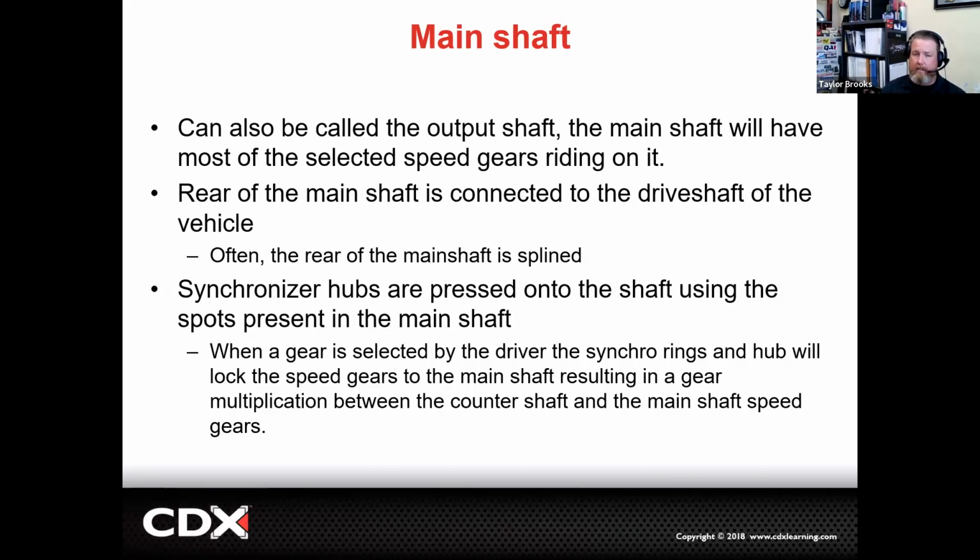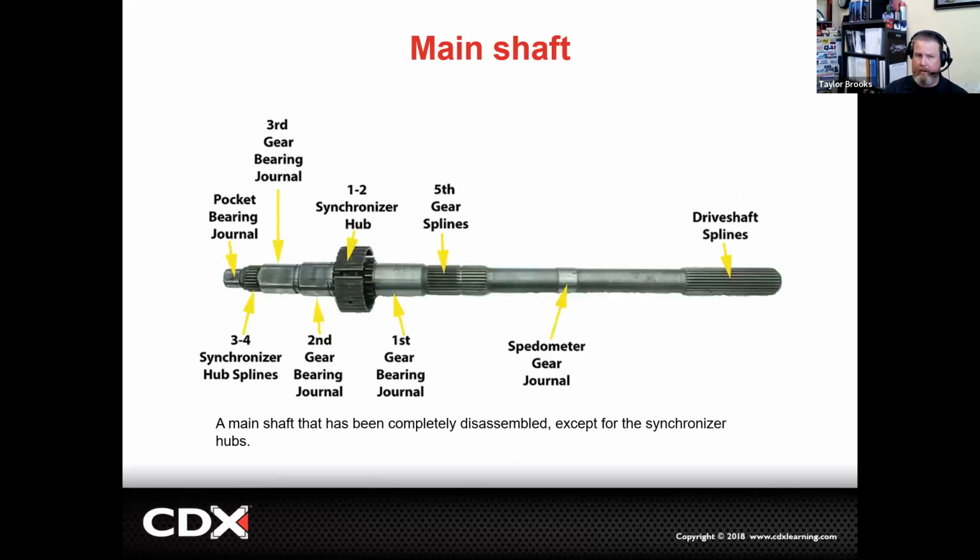The synchronizer hub itself will be pressed onto the output / main shaft. And the reason being is it has to be locked to the shaft. So those splined areas are where it's going to be locked. And that will allow, when the synchronizer locks the speed gear in place, for us to transfer that torque to the output shaft and then down to the wheels.